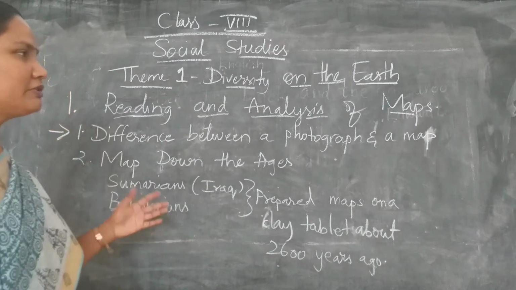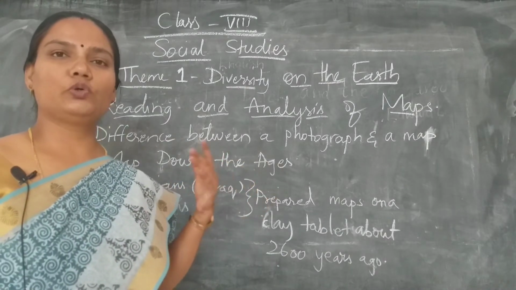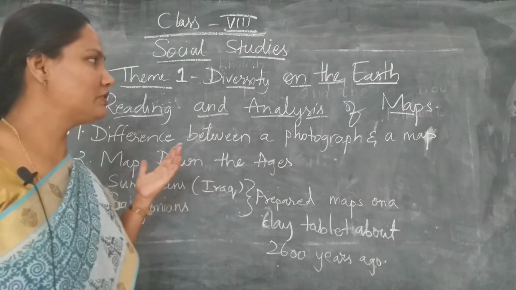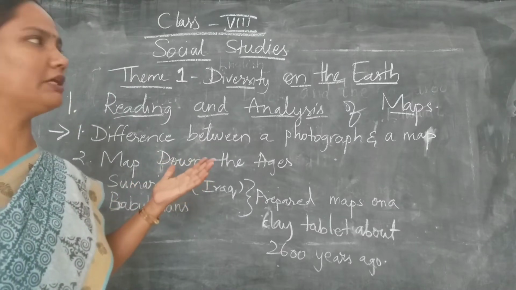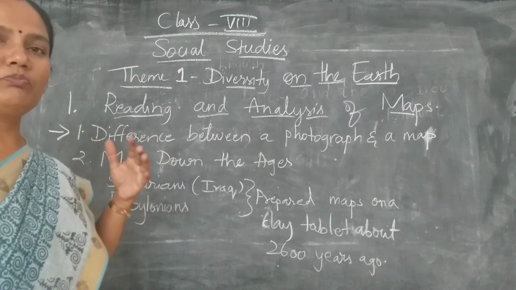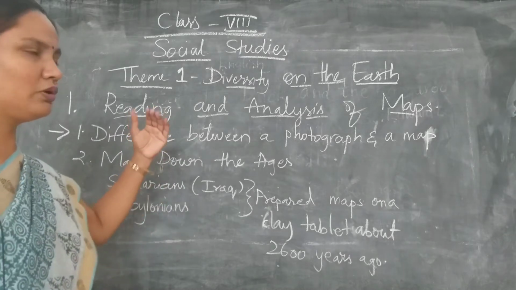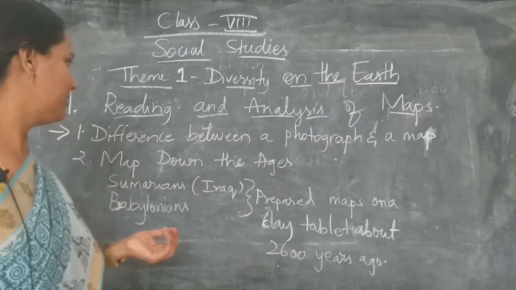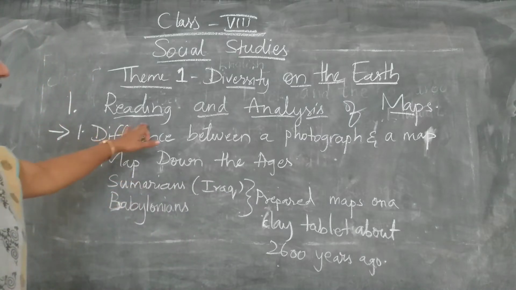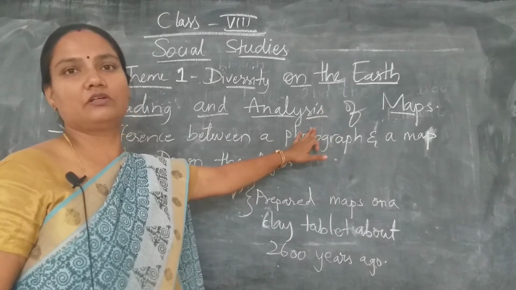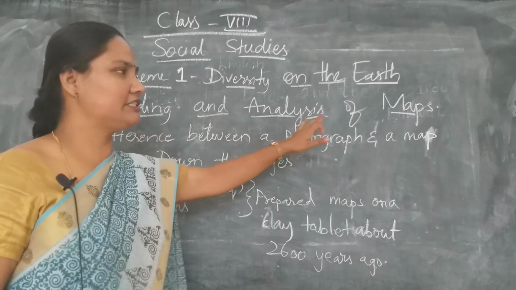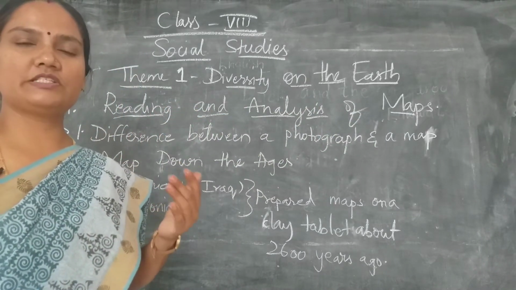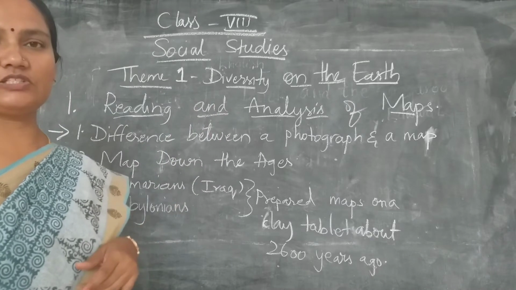Okay children, because we have a lot of diversity on the earth, to denote or to know about that diversity, we use different symbols, different colors, everything on the map, which help us to know and to read that. So before we read the map, we must know about all those things, then only you can easily read the map and analyze the map, right children? So now hope you all understood the meaning of the lesson name, reading and analysis of maps. You read and you find out what is there in the map. That is what reading and analysis of maps is.